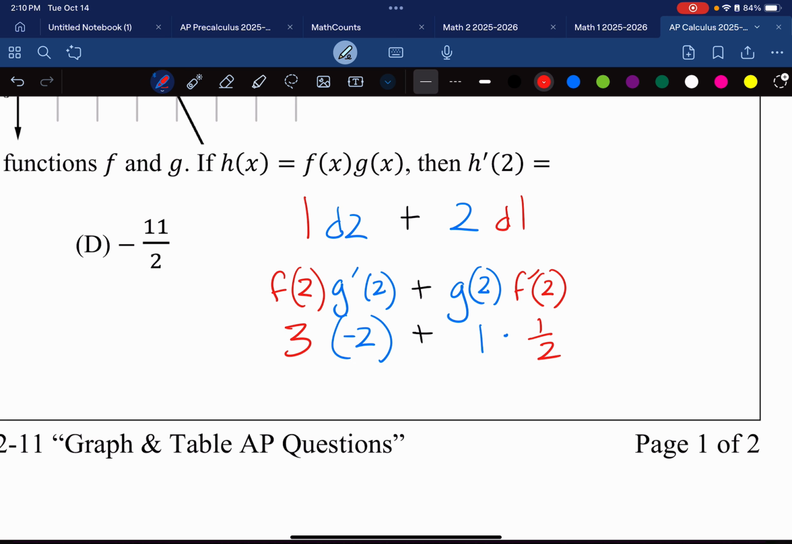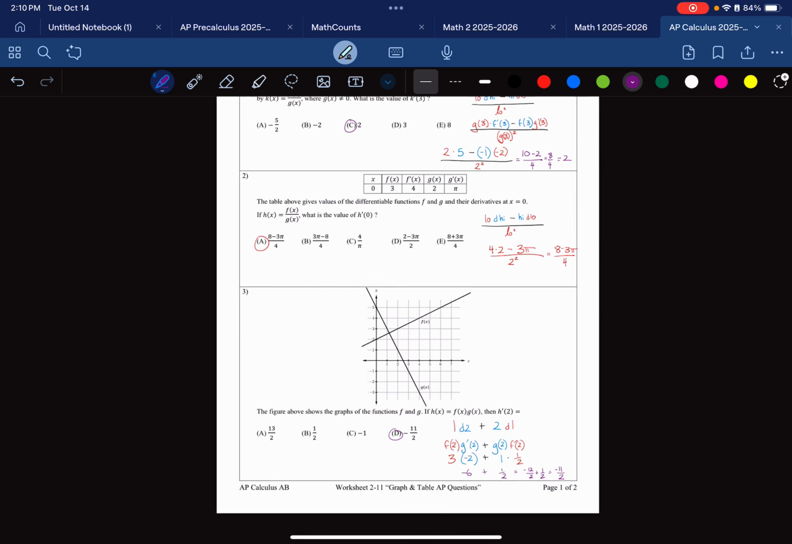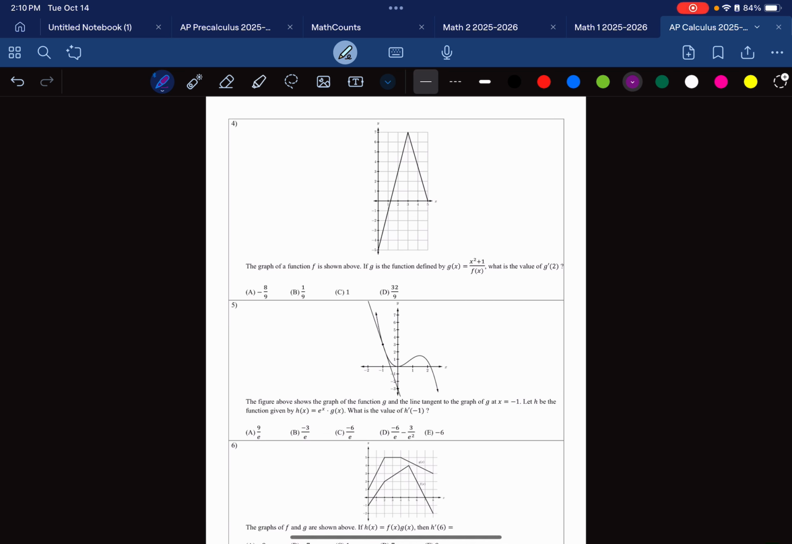And then I just multiply these together. Okay, so I have a -6 plus 1/2. So I need like denominators, so I can say that this is the same thing as -12/2 plus 1/2, which is -11/2, which is option B, -11/2. All right, moving on to the back. We have 4, 5, and 6, and then we're out of here.